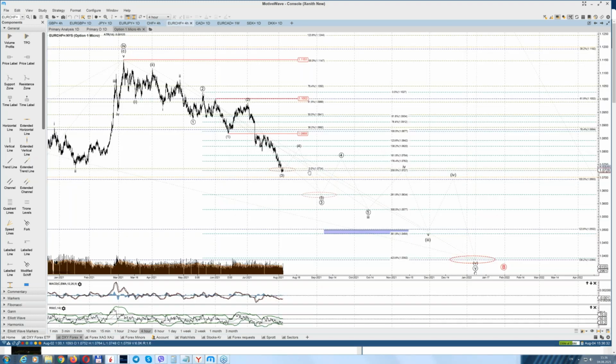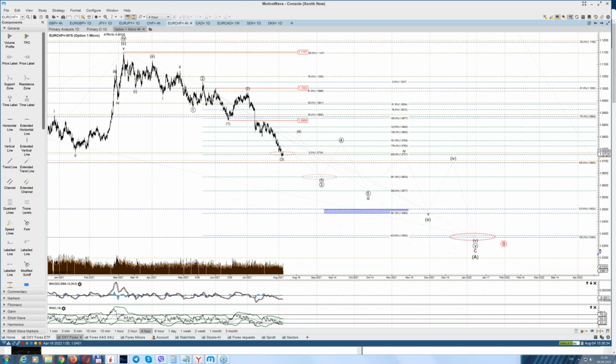Euro to the Swiss franc. This count has been posted a few months back and is working like a charm. It is still working. Below 10868 with 3 of a larger degree is my preference. Please note that we are only starting multiple series of 4, 5, 4, 5, 4, 5 within the larger degree wave 3. Please do not bet on the long side of this market until this count is validated.